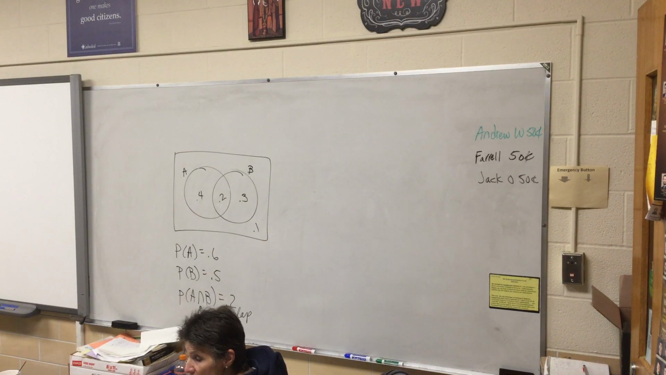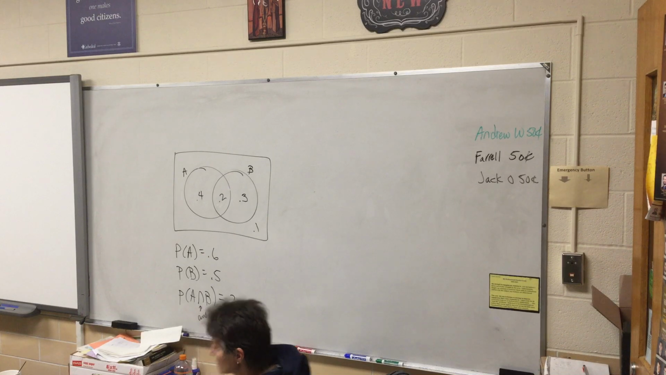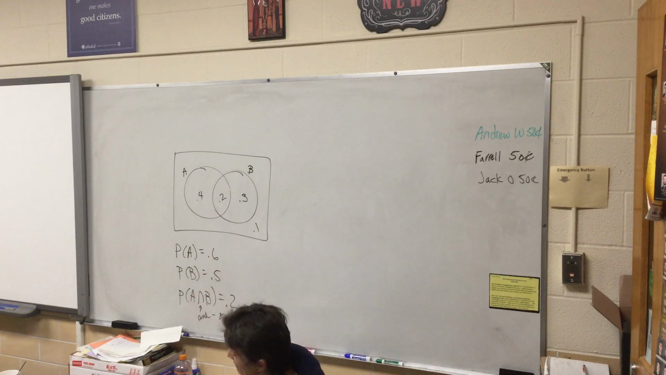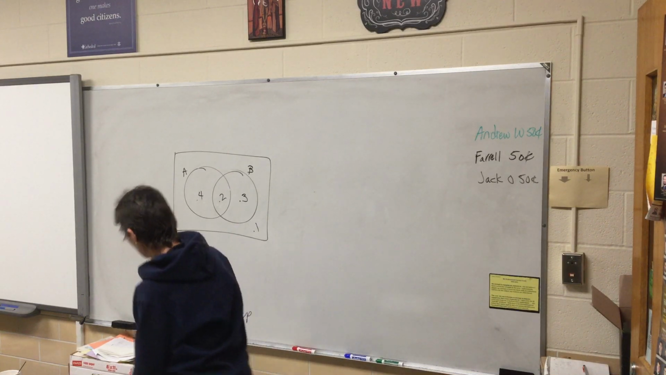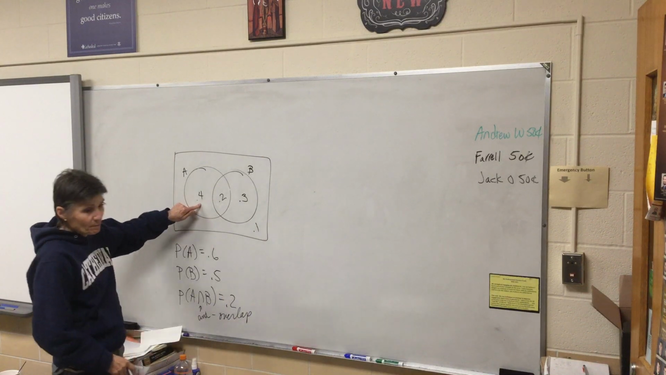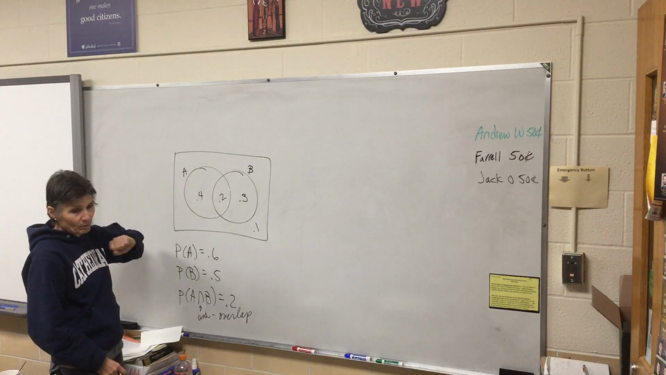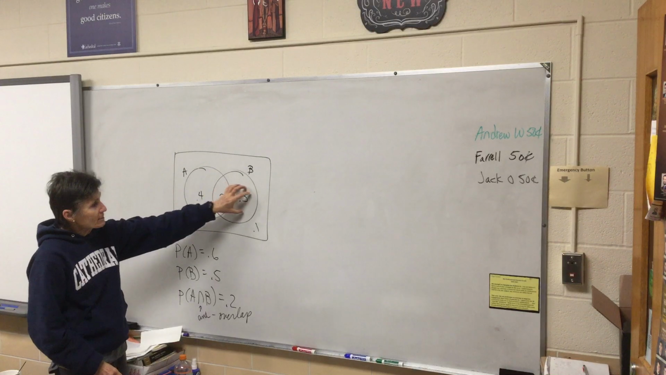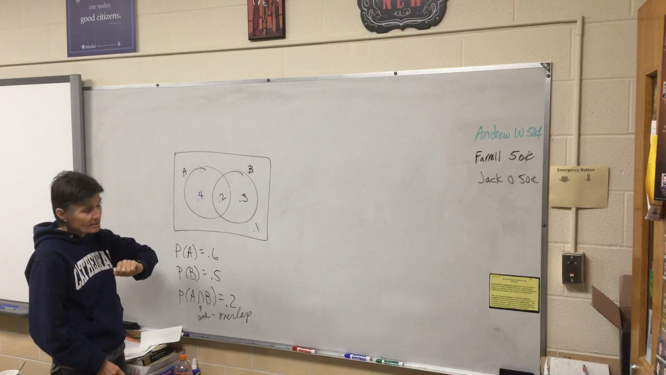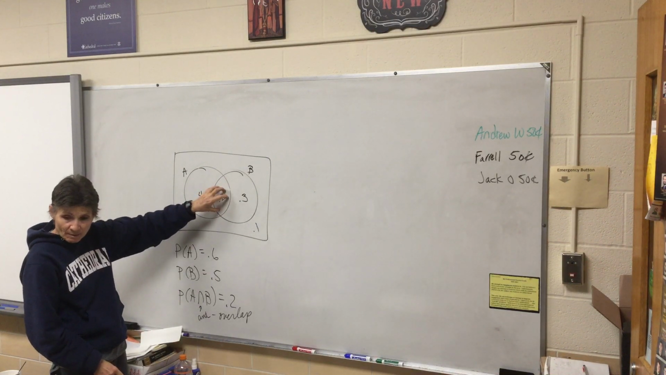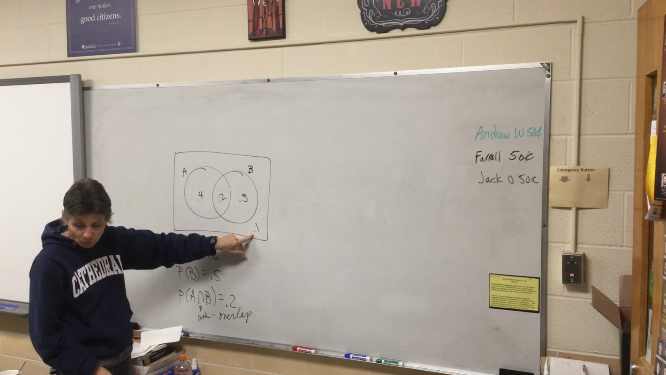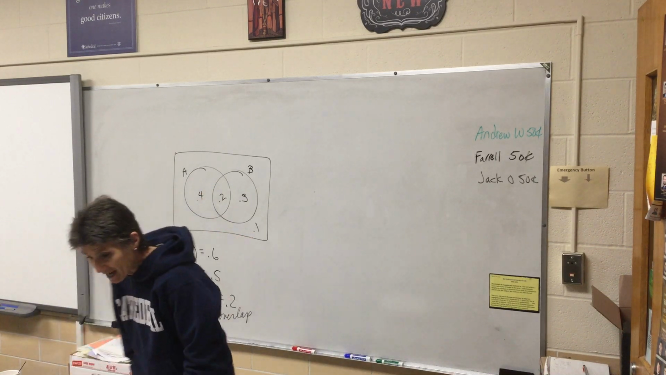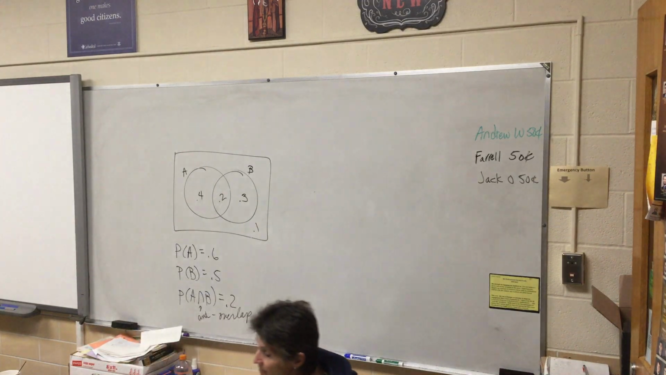So to give this a little bit of context, let's let A be apples and B be bananas. 40% of the people like only apples. 30% of the people like only bananas. 20% of the people like both. And 10% of the people don't like either one. That's what that Venn diagram means.